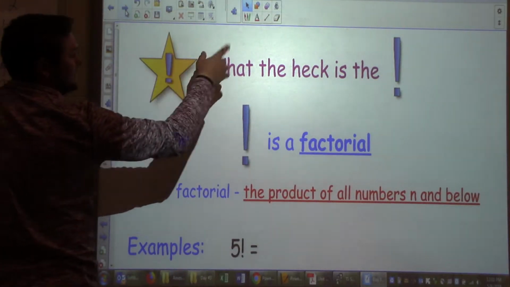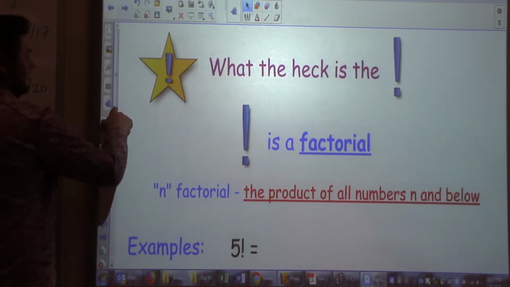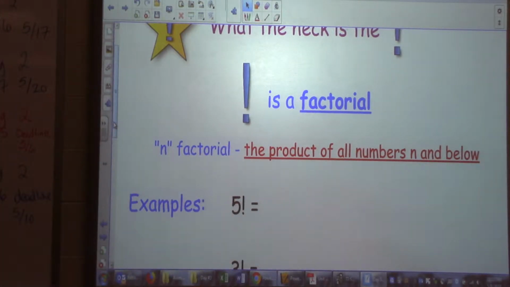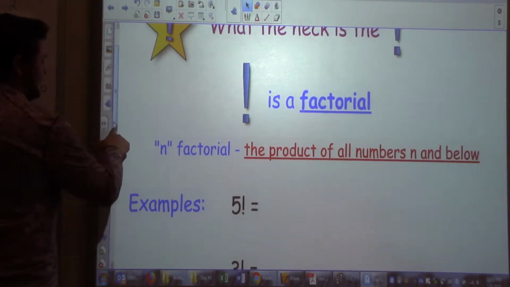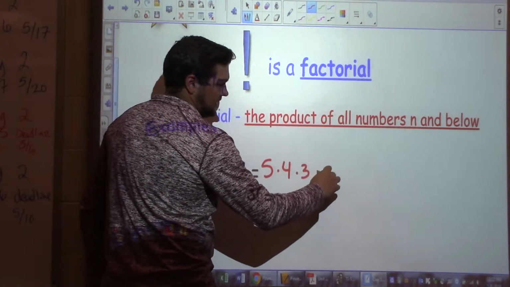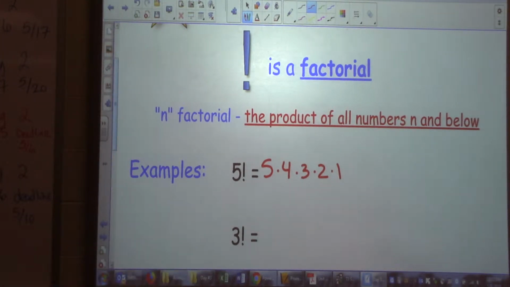First things first, what the heck is an exclamation point? An exclamation point is the mathematical sign for factorial. Now, a factorial, the n factorial, is the product of all numbers n and below. So anytime we say like 5 factorial or 10 factorial, it means we're going to take that number and multiply it by every other number that is below it. So our example 5 factorial would be 5 times 4 times 3 times 2 times 1. It's taking that number and multiplying it by every single number below it.